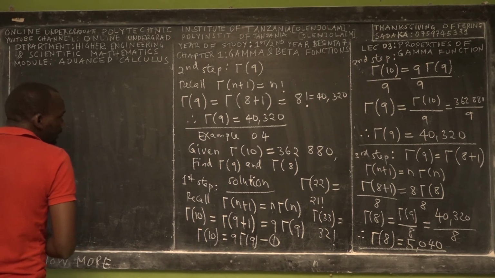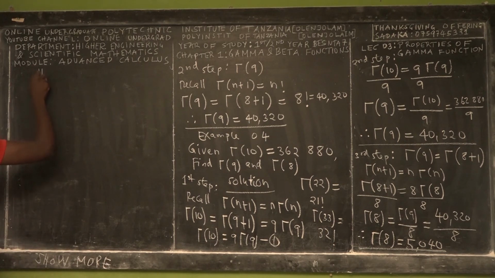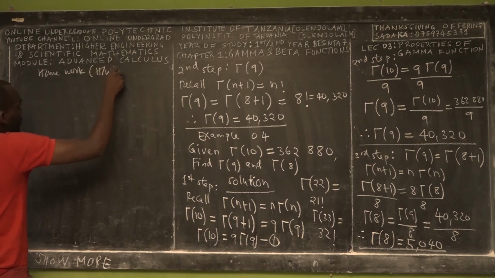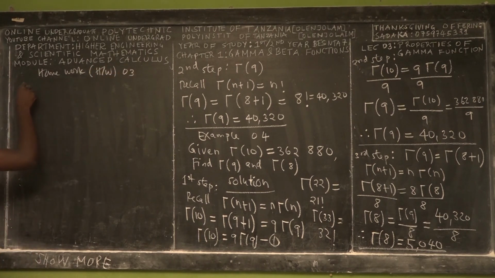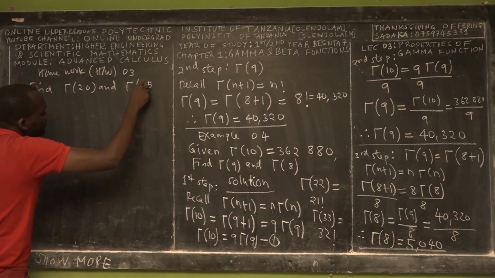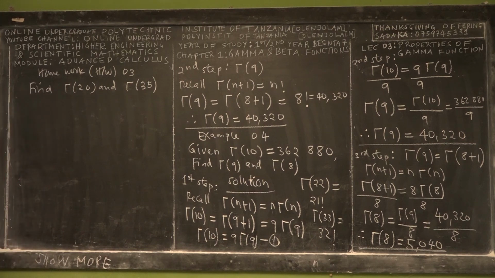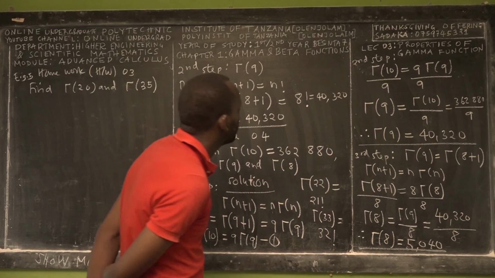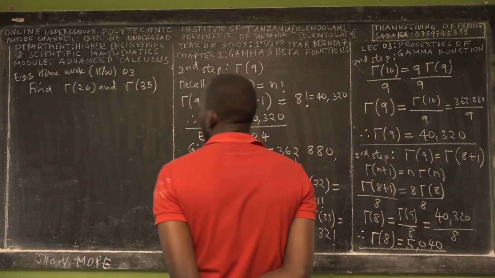So let me leave the homework for you. Homework, which is homework 3. Find gamma of 20 and also find gamma of 25 and 35. Simple. So this is example 5, because you have example 1, 2, 3, 4, 5.